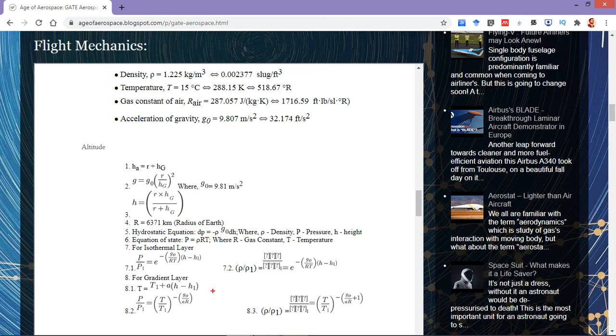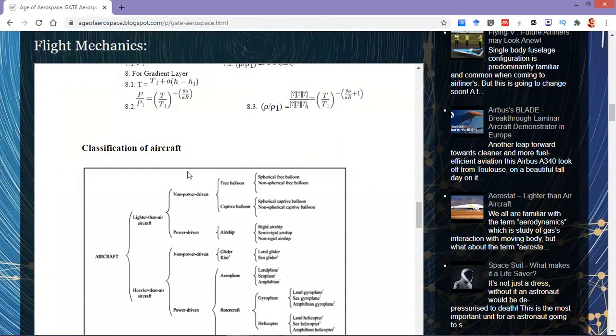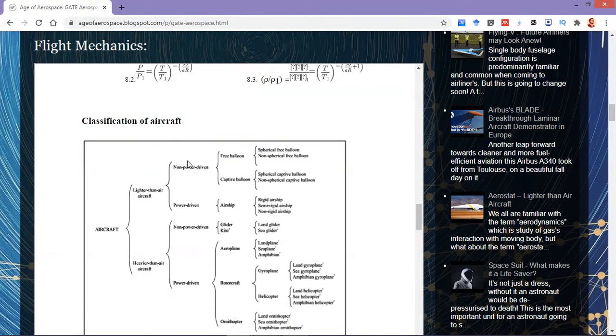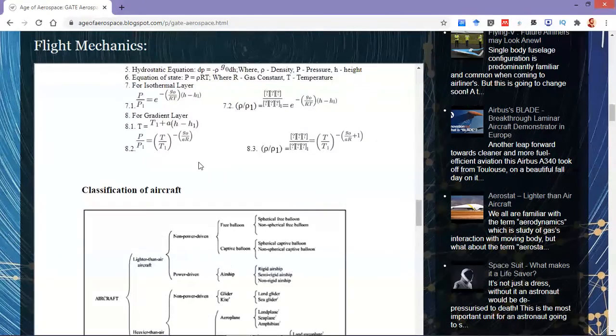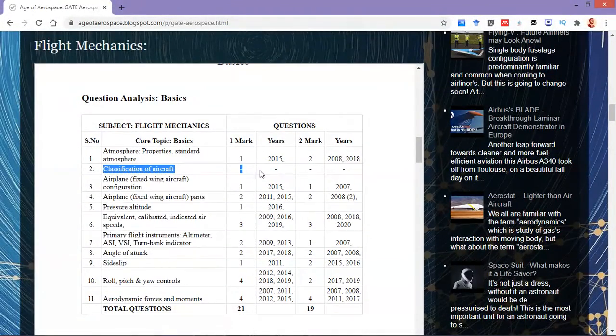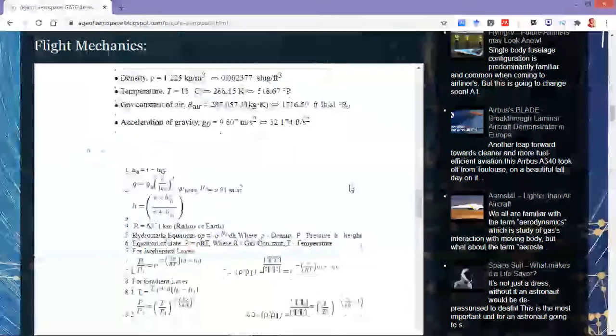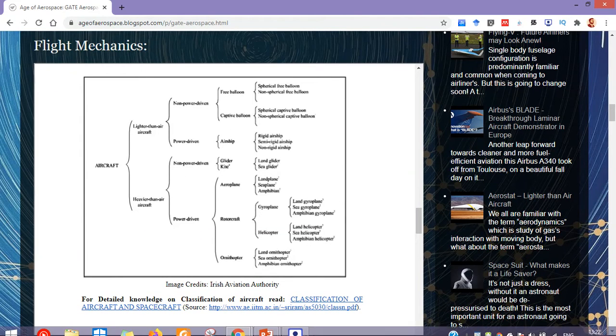Now, when we move forward, the next topic is classification of aircraft. From the question analysis, we did see that there have been no questions asked from this particular topic, classification of aircraft. Still, it will be beneficial to know to get a clear-cut perspective of this. Now, let's get solving the questions.